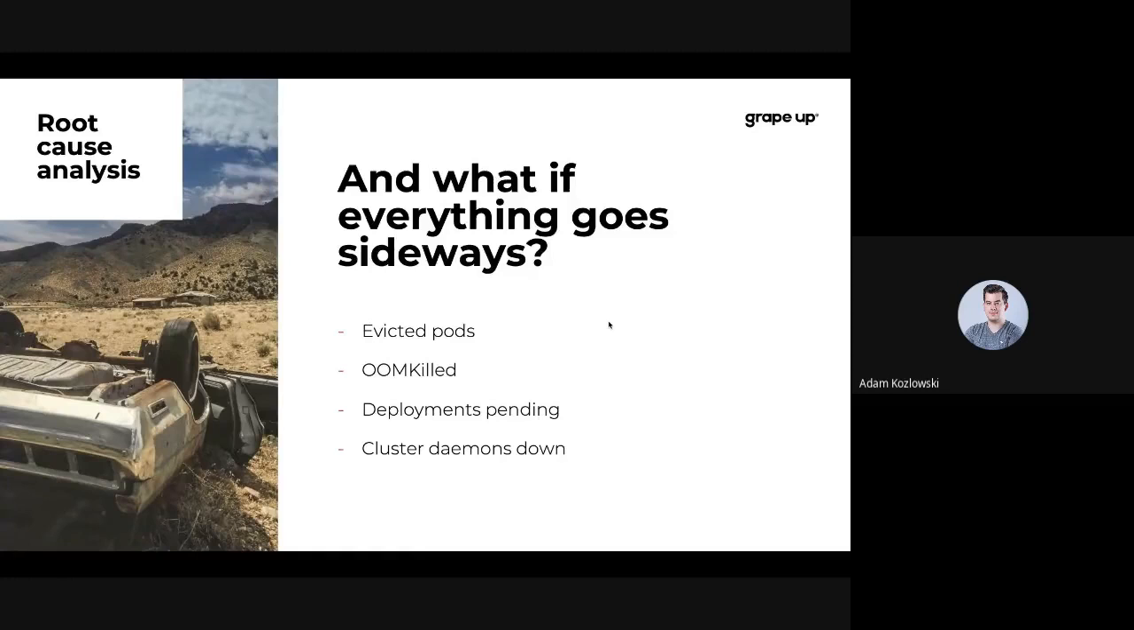And if everything goes wrong, because you don't configure limits or you forgot about the pod disruption budget, what can happen? What happened to me personally is a big crash of the storage system. And the result was quite spectacular. There were dozens of evicted pods. A lot of them were out of memory killed. The deployments, even the system ones, were pending, so it was not even possible to figure out why it's not running, and some of the cluster daemons went down. The most obvious one was the evicted pods, but all of them resulted in a huge crash.